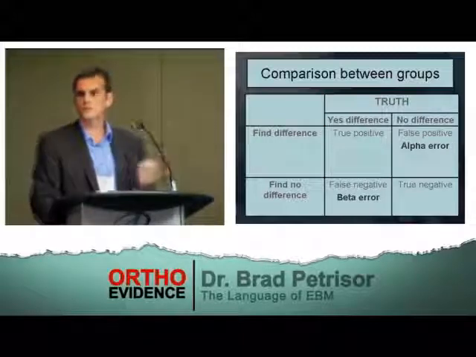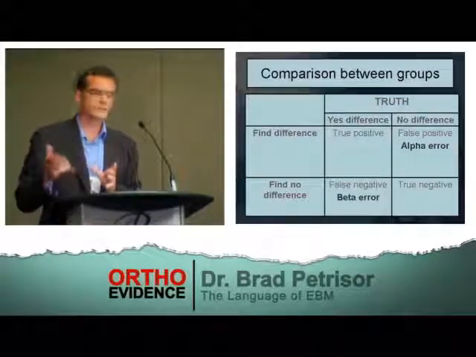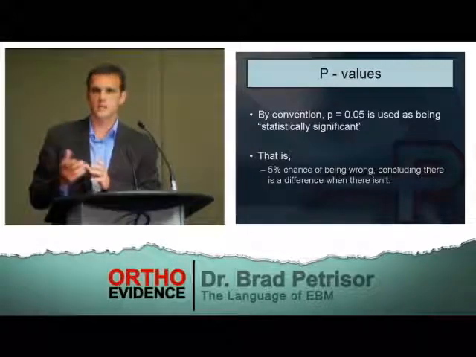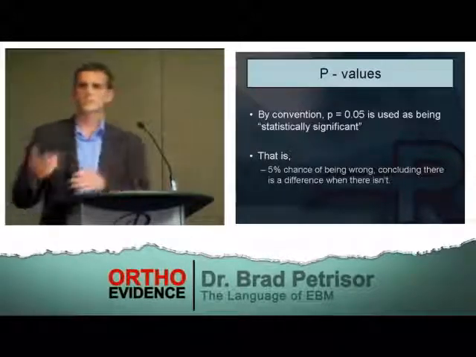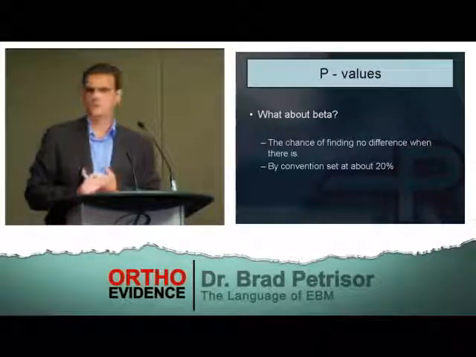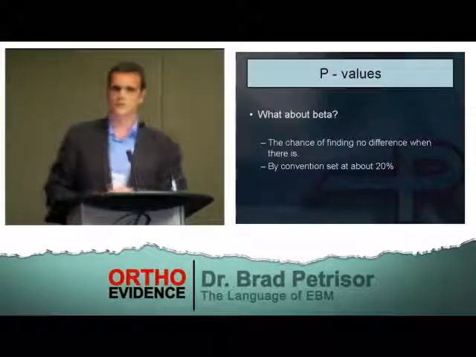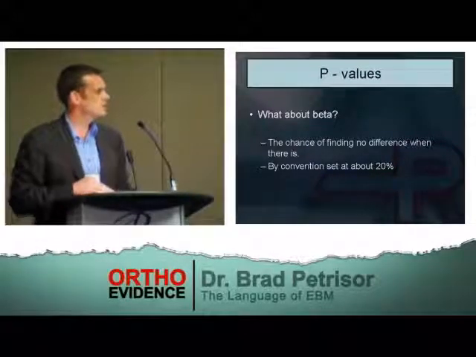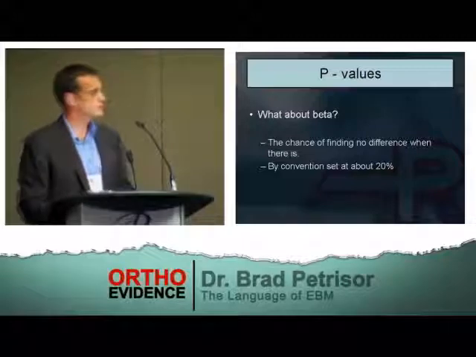So by convention, you often see a p-value of 0.05, and that's used as being statistically significant. So there's a 5% chance that in fact we're finding a difference when there isn't one. And so you have to ask yourself, well, is that 5% chance significantly different than a 6% chance, or a 4% chance, or a 7% chance? But in general terms, there's a 5% chance that the study is wrong in concluding that there's a difference when there isn't.